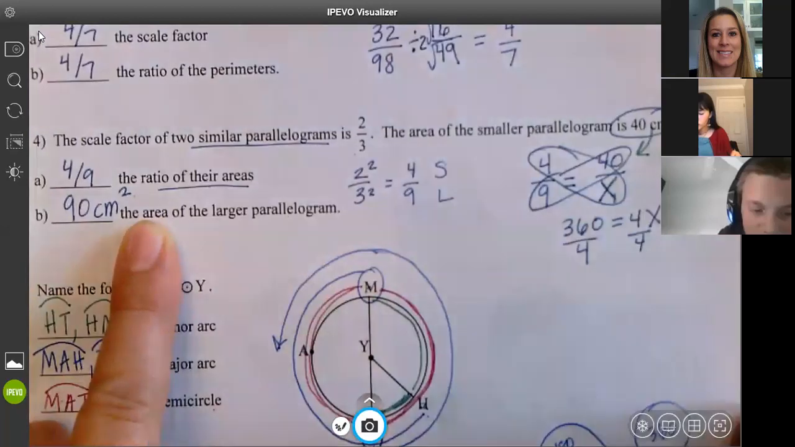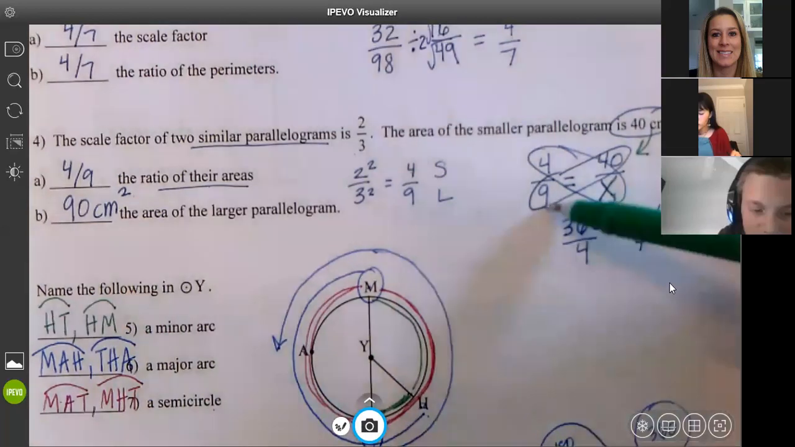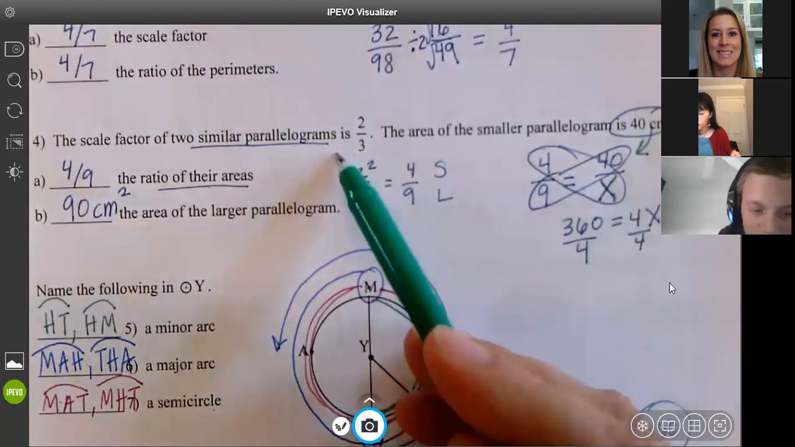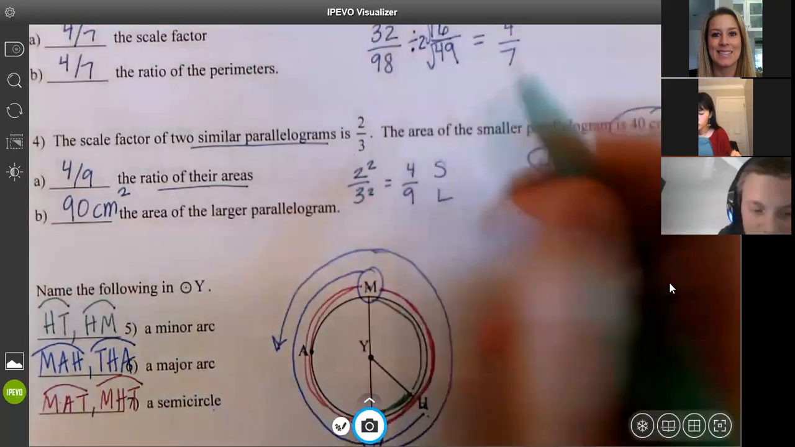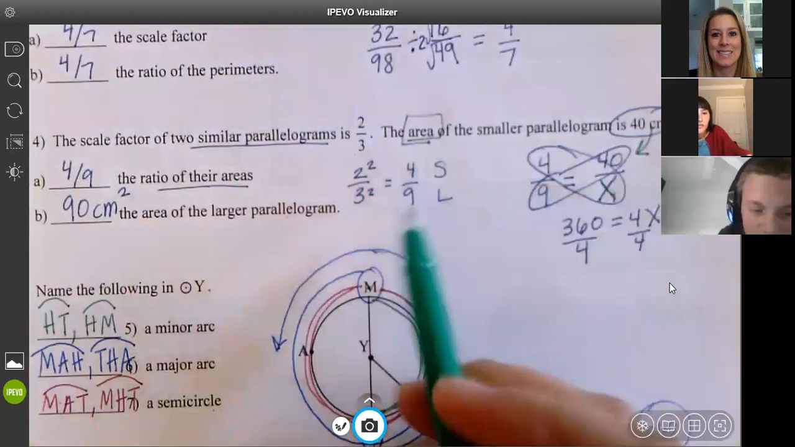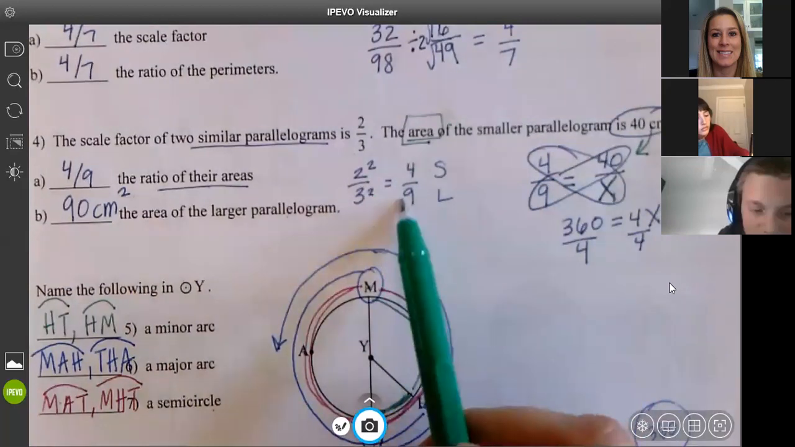Then we cross multiply. I was doing 2/3 equals 40/x. But you have to square the 2 and the 3, because that's just the scale factor. Remember, we're talking about area. Here's our key word right here. We're talking about area, so we have to find the area ratios first. That's why we had to square them first.